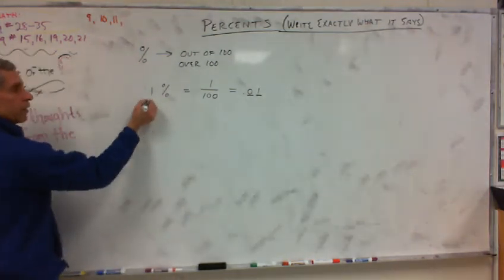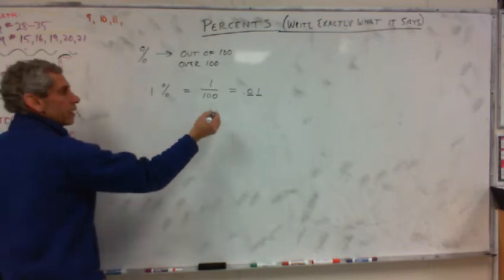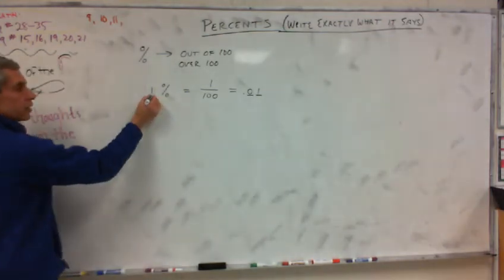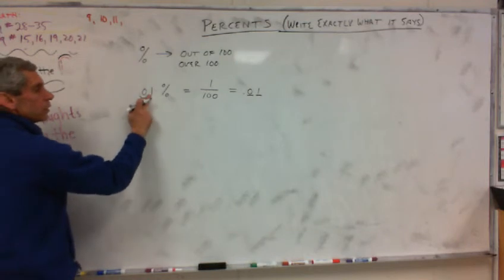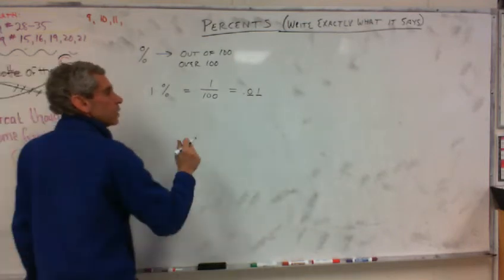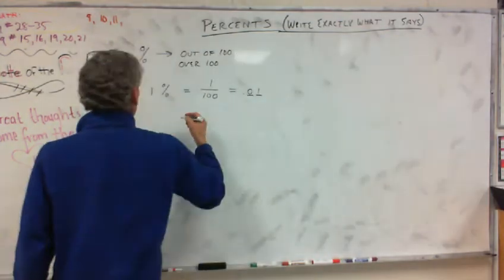Another way to think of it is that 1% is the same as moving the decimal after the 1 over 2 places. And since there's nothing there, you have to add a 0, so 0.01. So that's how you go from percent to decimals. Let's just do a few more.